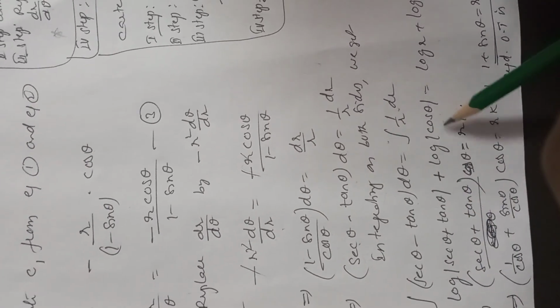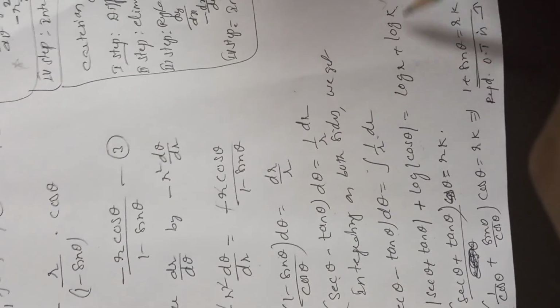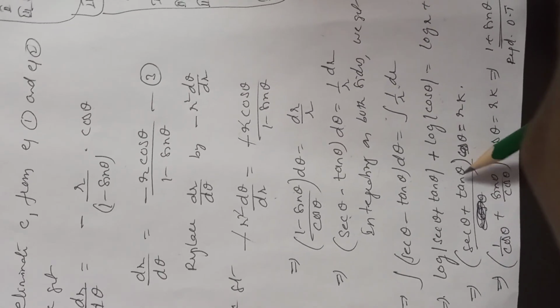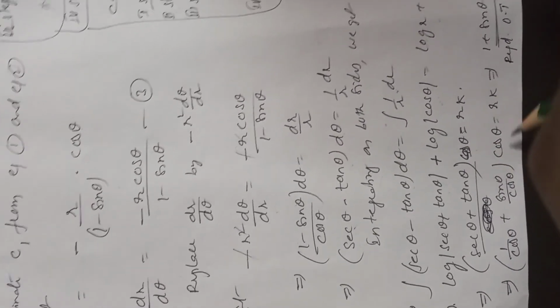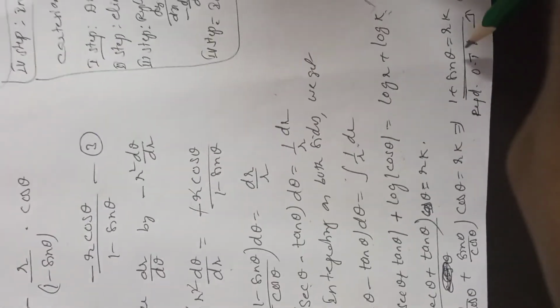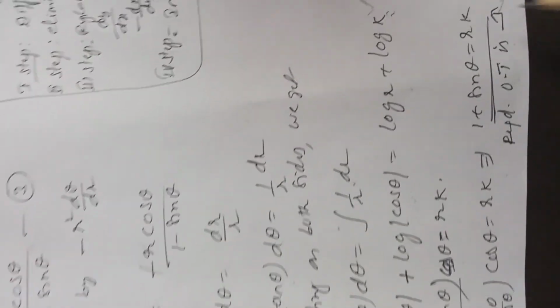Integration constant మనం log k తీసుకున్నాం. Now log m plus log n, log mn కదా, అంటే secant theta plus tan theta into cos theta is equal to rk. Secant theta can be written as 1 by cos theta. Tan theta can be written as sin theta by cos theta, into cos theta is equal to rk. If you multiply cos theta inside, you will get 1 plus sin theta is equal to rk. This is the required orthogonal trajectories. This is the required OT, meaning orthogonal trajectories of the given family of curves: 1 plus sin theta is equal to rk. This is the solution.